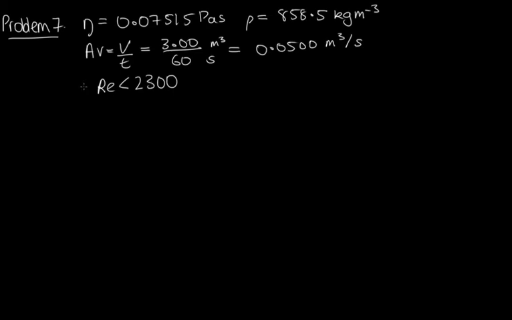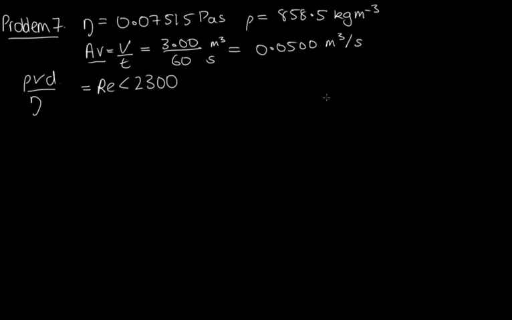So the Reynolds number is given by the density times the velocity times the diameter of the pipes over the viscosity. Now, this would be very easy if we knew the velocity, but we don't know the velocity. Instead, what we know is that the cross-sectional area of the pipe times the velocity is equal to 0.0500. So we can actually use this expression to come up with an expression for the velocity here.